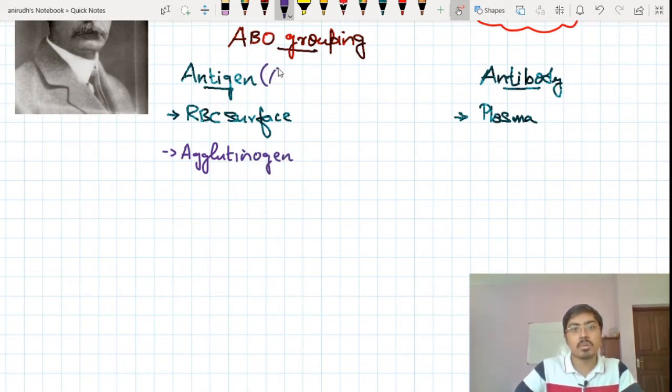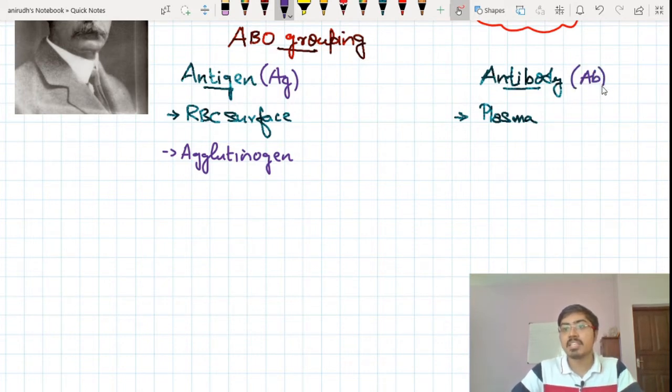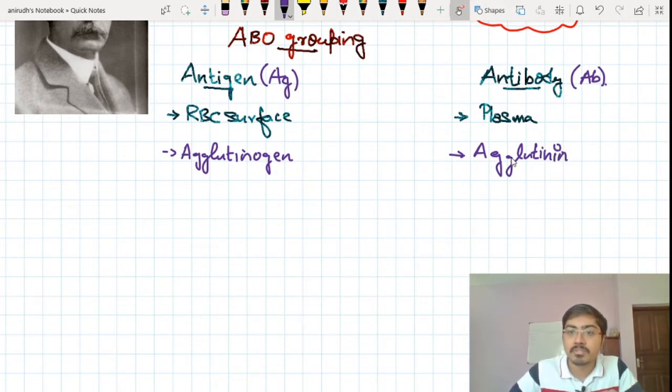Right? I would try to call it as AG. From now on I will be writing it as AG. This I will be writing as AB, antibody. Right? And this is also called by the name of, or the more technically correct form will be, agglutinin. Right, these are the words that you are supposed to remember.